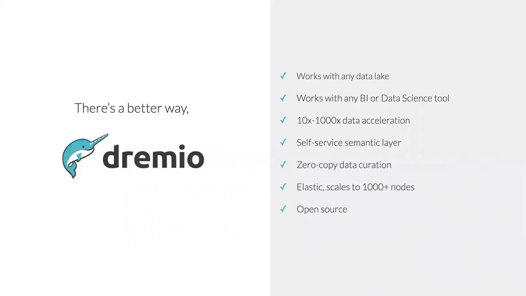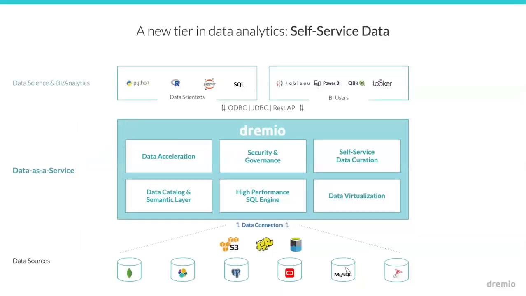It's very expandable. It's a scale-out architecture. You can run it on just a handful of nodes, and you can scale it out to over 1,000 nodes. And it's built on open source software, and it is itself open source. So Dremio represents a new tier in data analytics, and we like to call this self-service data, also known as data as a service.